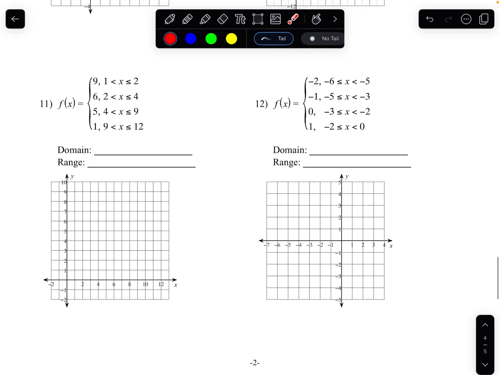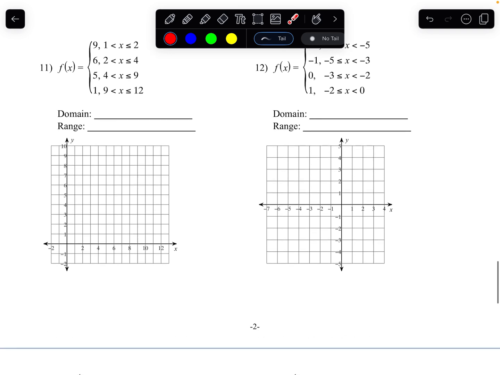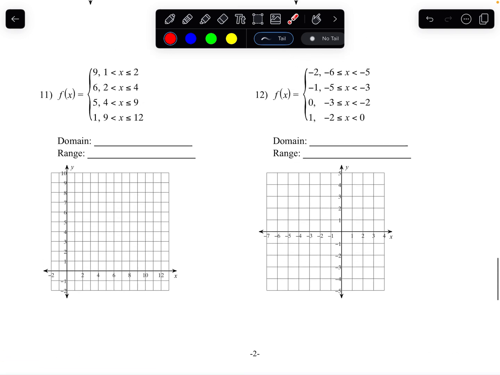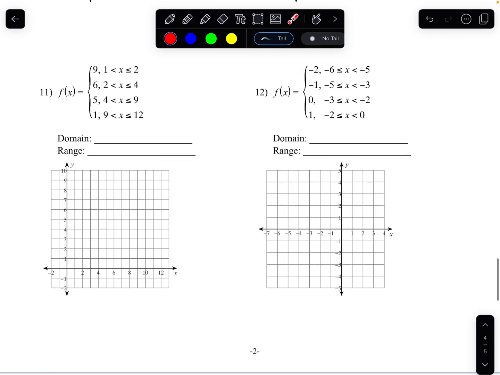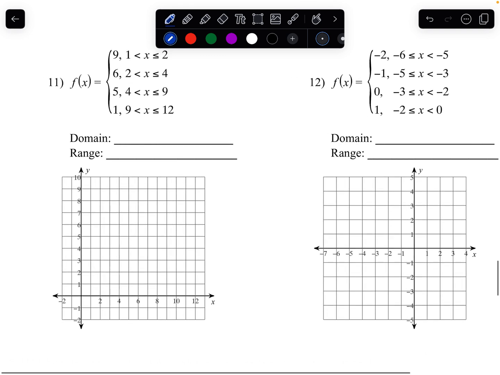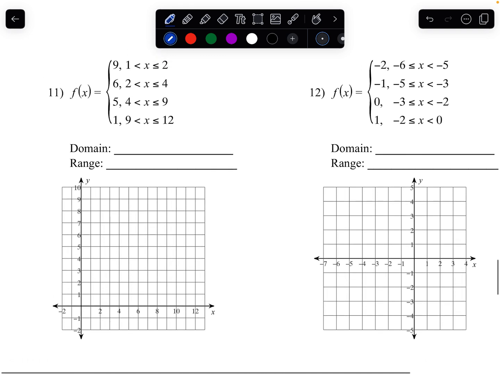More step functions. I'll let you guys do these ones right here. Okay, I'll do them really quickly, but I'm probably not going to explain them much. I'll do them for the sake of you checking your work if you want. So we're going to be at 9 from 1 to 2, so it's going to be open and closed circle there.